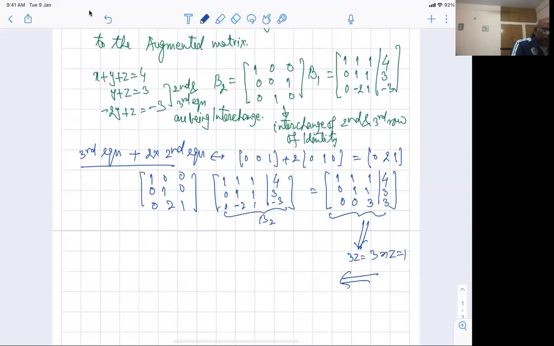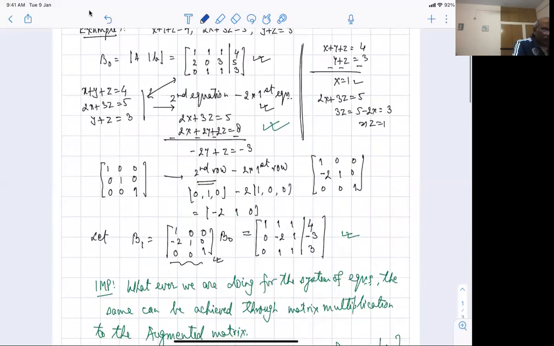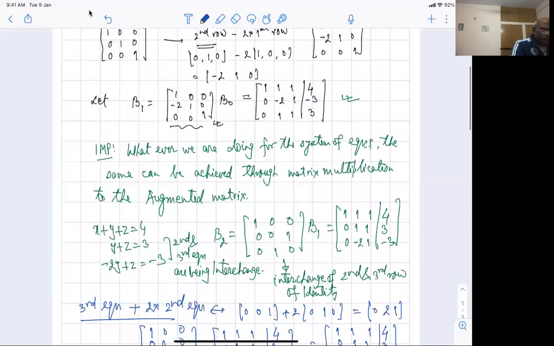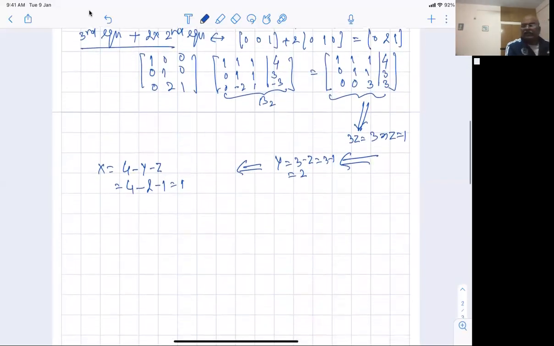And this I can use in the second equation to get y is equal to 3 minus z, which is the same as 3 minus 1, which is the same as 2. So I get the value of y also. From here, what I can see is that I had x is equal to 4 minus y minus z, which is the same as 4 minus y, which is 2 here, and minus 1, which is 1. So I've got the solution, which was obtained earlier also. All right. And you can see here that I have got the same things here. Fine. So the answer cannot change.